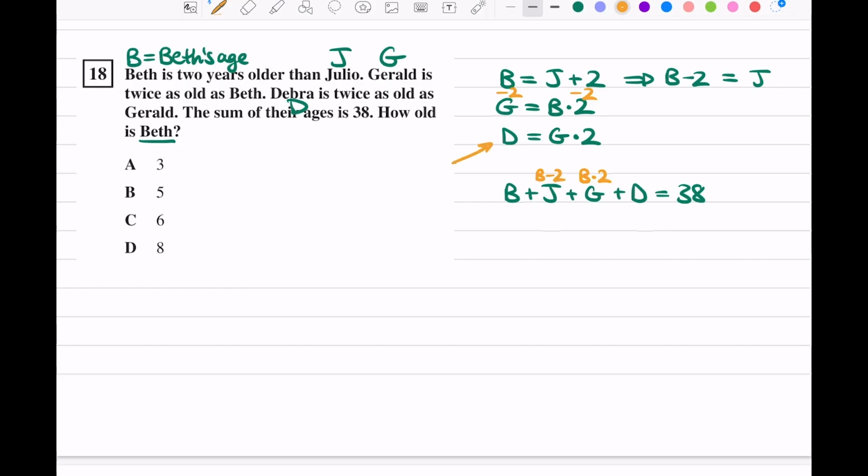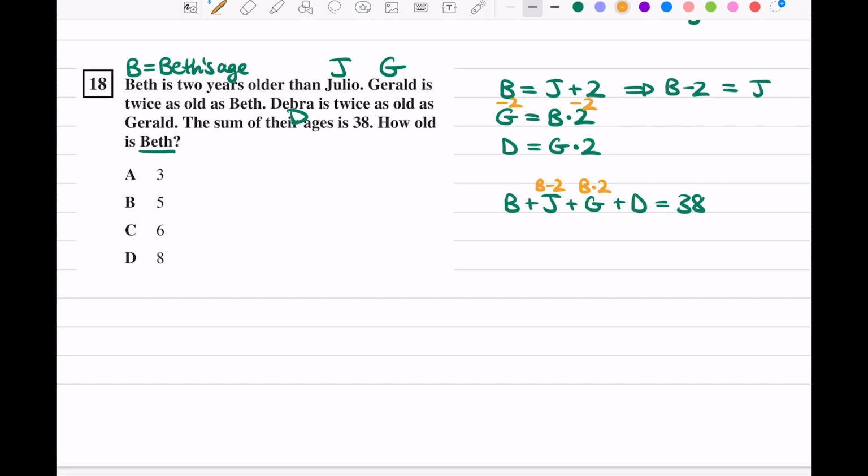Now let's look at our equation for d. It tells us that d is equal to g times 2. So is there any way we can rewrite this side in terms of b? Yes, we can. We know that g is equal to b times 2, so we can substitute that in. So for g, we'll just write b times 2, and then we'll have our times 2 at the end. 2 times 2 is 4, so we can rewrite this as d equals 4b. So now we've solved for d in terms of b, so we can place that in our equation below.